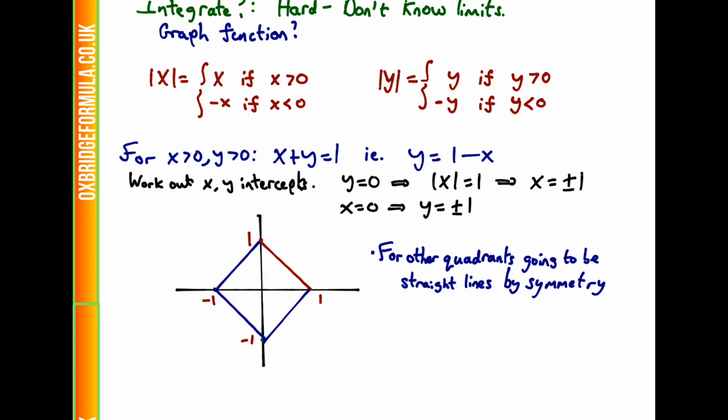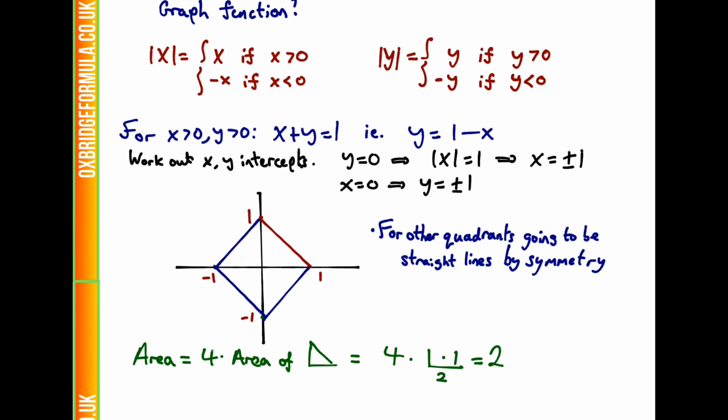So what will be the area enclosed? Well, by symmetry, we know that the area is just going to be 4 times the area of this triangle. And what is the area of that? Well, it's got base 1 and height 1, so it's going to have area a half, and multiplying that by 4 gives us 2. So the answer is C.